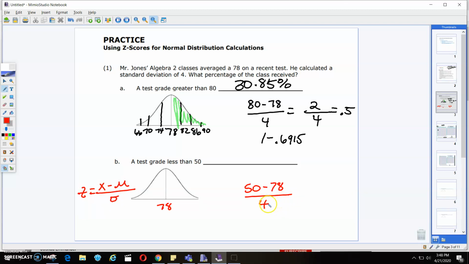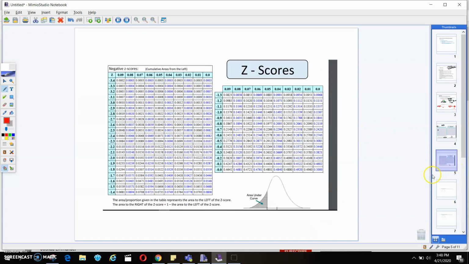Okay, all right, so 50 minus 78 is going to give us negative 28, and then we're going to divide it by 4. So negative 28 divided by 4 is going to give us negative 7. All right, so we're going to have a z-score of negative 7. So this time we're going to use the negative z-score table.